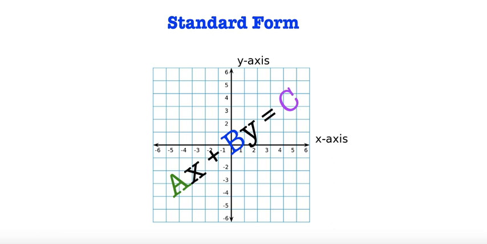Hello, mathematicians. Today we're going to be learning about standard form. Standard form is another form that we could use to represent linear equations. The equation in standard form is ax plus by is equal to c, where a and b are coefficients and c is a constant.